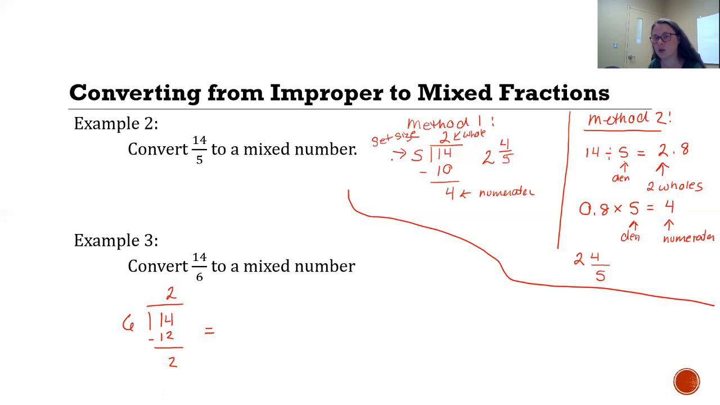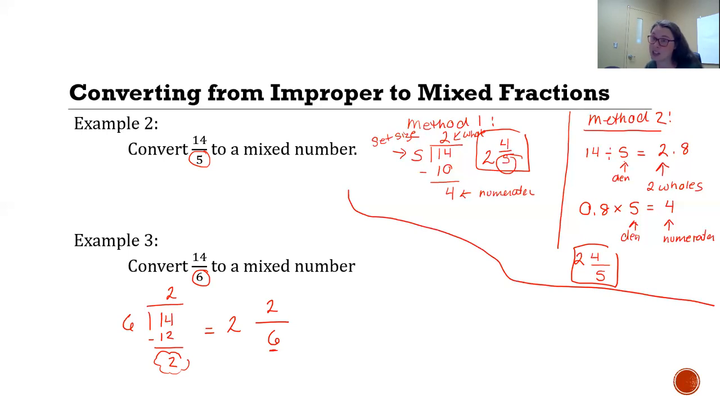So this is equal to, if we look up here, we have the set size, that's my denominator, the whole numbers, and the numerator. So whole number, that's my 2 on the top. My denominator stays 6. You'll notice the denominator hasn't changed in any of our final answers. And here the denominator is 6, the denominator is going to still be a 6. The numerator is what's left over down here. So this goes up to the numerator. So we've got 2 and 2 sixths.